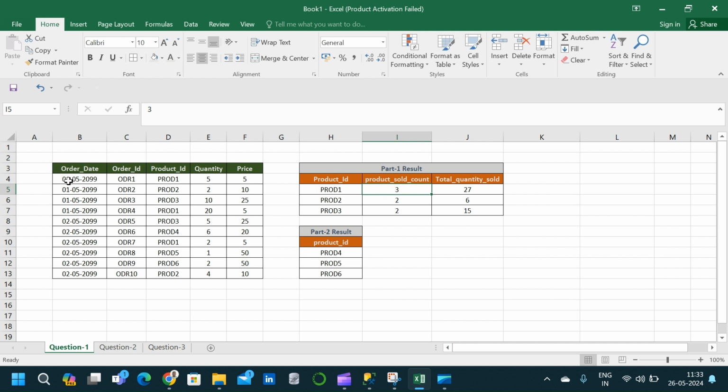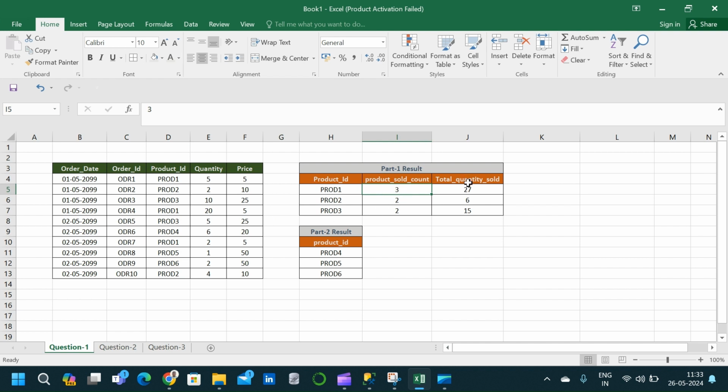So on the first date, that is 01/05/2099, corresponding to order 1, product 1 was sold once, and corresponding to order 4, for the same day, product 1 was again sold. So we got two instances for product 1 on the first day, and there is one instance for product 1 on the second day. So in total we have 3 times the product sold. So similarly, we have to find the same for all products which were sold on both the days.